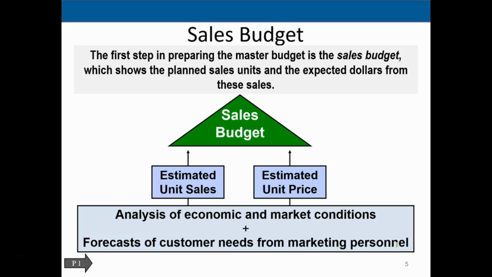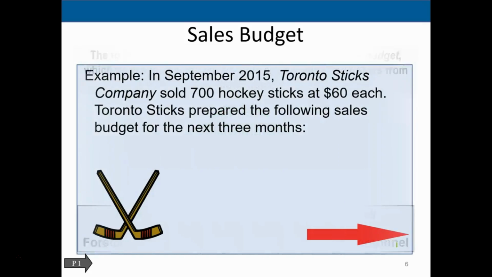Analysis of economic market conditions plus forecasts for customer needs is how we're going to determine this. And of course, in reality, we're probably going to look at the prior year. We're not going to base all of our information on the prior year, but we're probably going to say, how did we do last year? What are the market conditions for next year? How should we change that in order to meet the new market conditions coming up? And then we'll make our estimate based on that, make our price based on that.